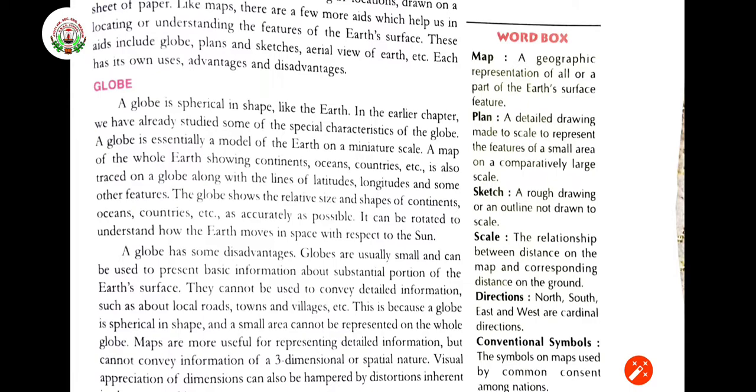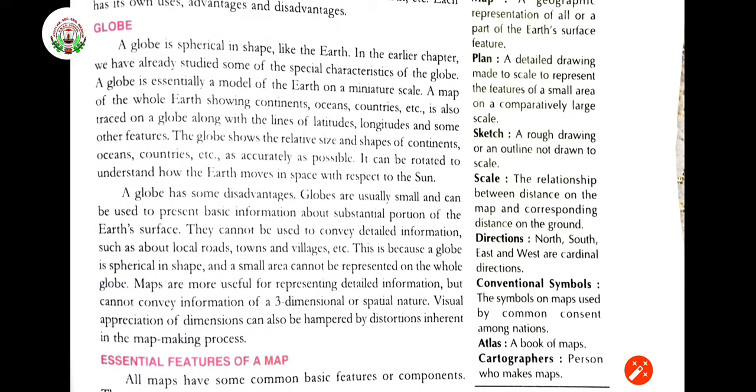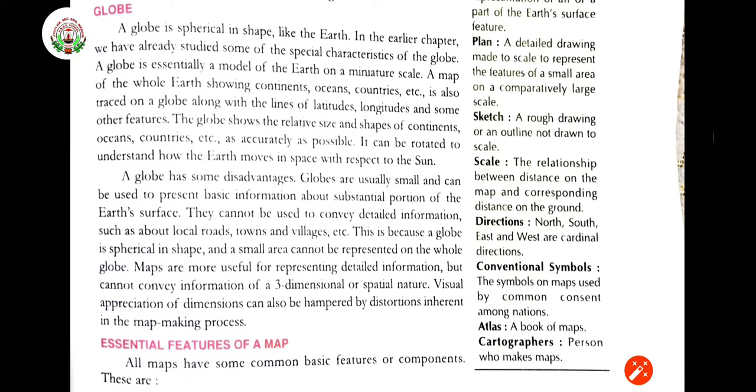Now but the globe has disadvantages also. Globes are actually small and can be used to present basic information, right, about a substantial portion of the earth's surface. It is going to tell about basic information, how much area there will be, where the continents are, where the oceans are. All these things the globe is going to tell.